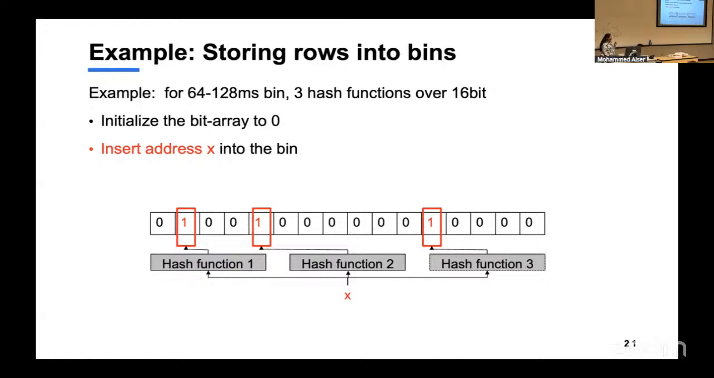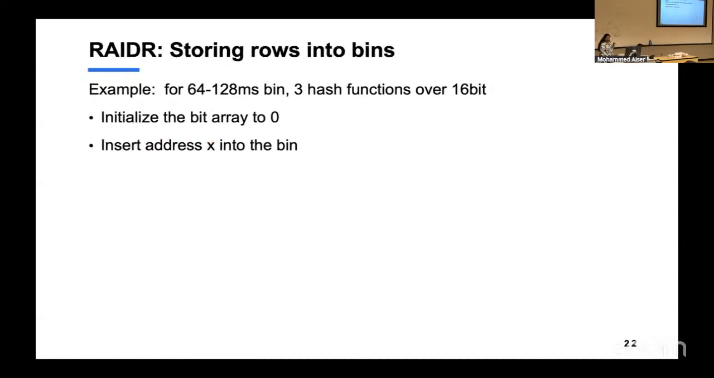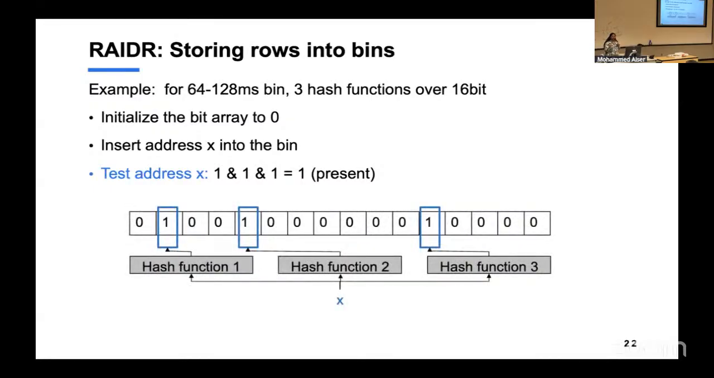The next thing is to test it. When a DRAM row has to refresh, we test this address X and check in the bin. We take that row address X and give it to the hash functions again for testing, and they give the bit indexes. We give those bit indexes to the Bloom filter, and it goes into the bin and checks whether all the bits given by the hash functions are ones or zeros.